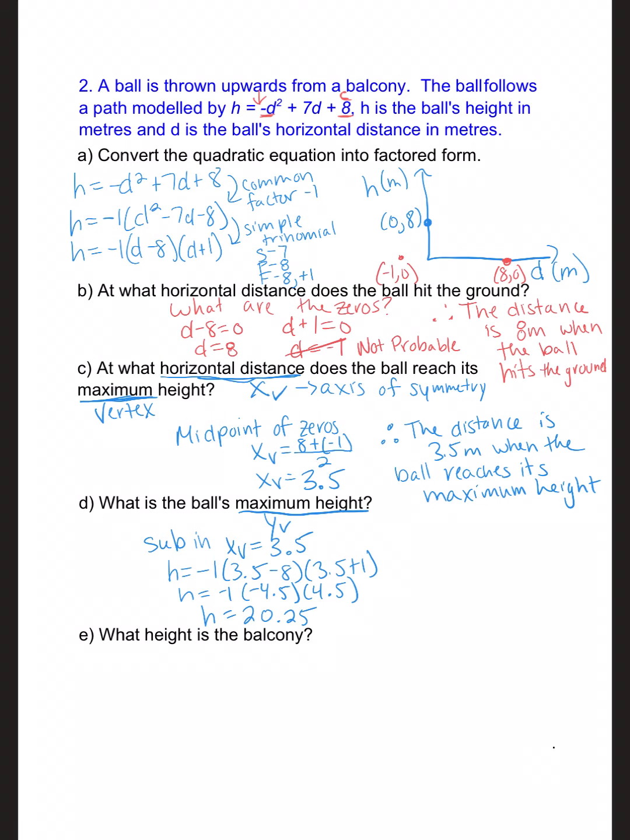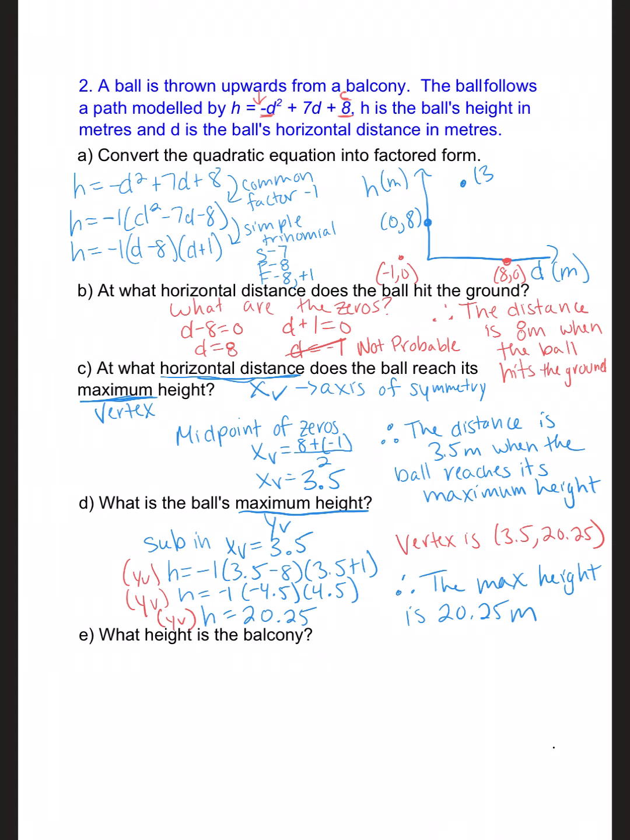Okay, and this represents the y value of our vertex. We've given the y value a different variable. We're calling it the height in this scenario, but that's still the y value of our vertex. So we can say that our vertex is at (3.5, 20.25). And we'll answer the question as well. So therefore, the max height is 20.25 meters. Now we can plot that vertex. So we have a vertex at 3.5 and 20.25.